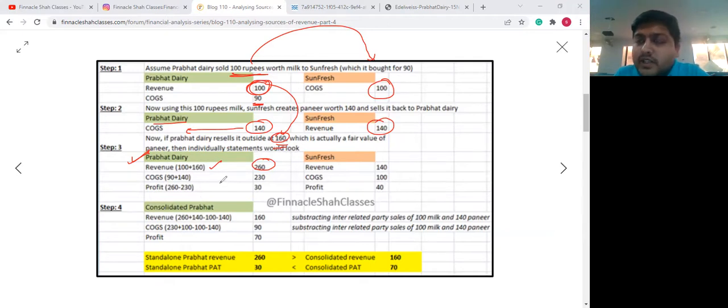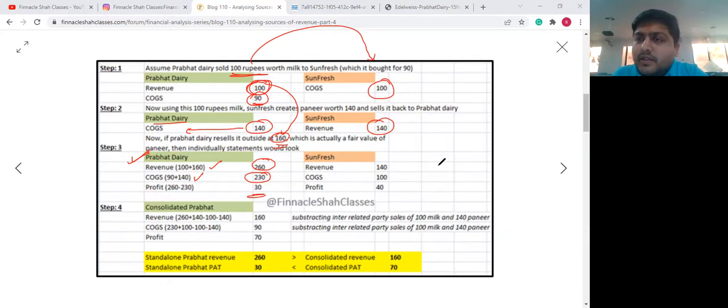Now, in terms of COGS for Prabhat Dairy, once again, it required procurement of milk, which cost 90, and then it bought paneer at 140 rupees from its subsidiary. So 90 plus 140, it will have a COGS of 230, giving, let's say for now, just in a simple fashion, a profit of 30 for Prabhat Dairy.